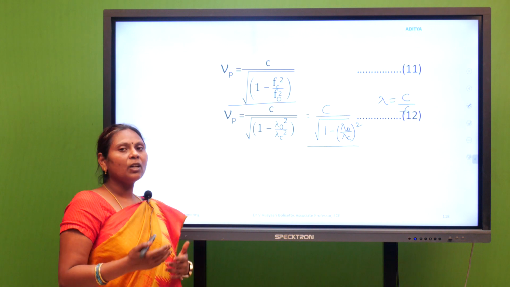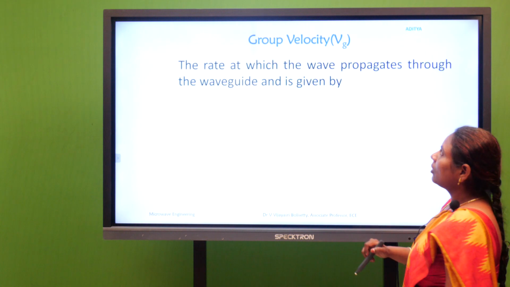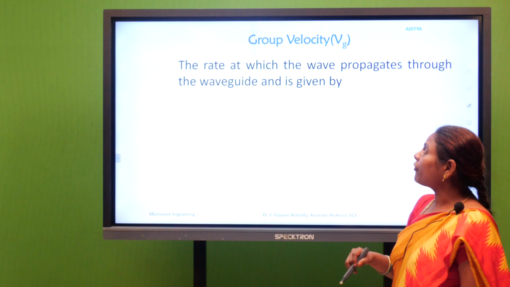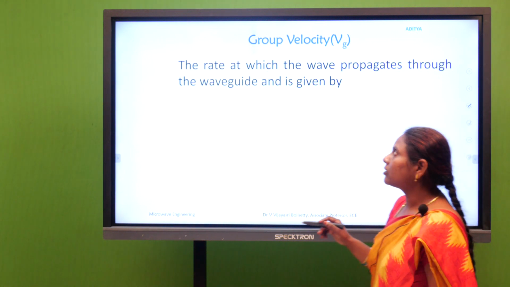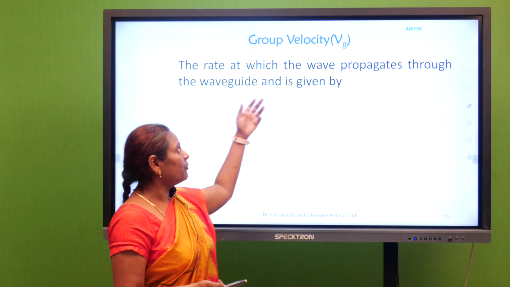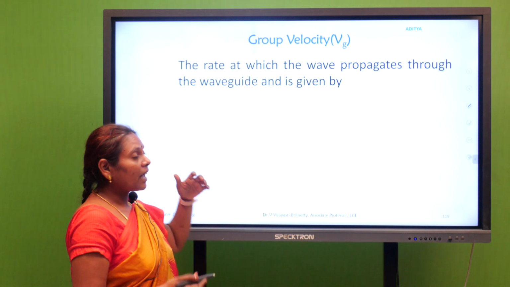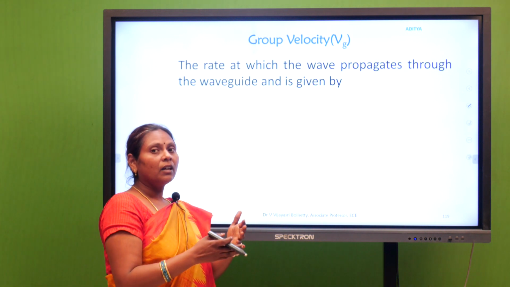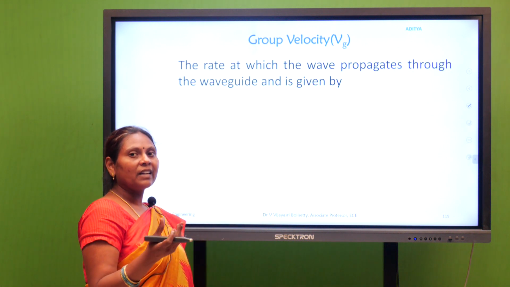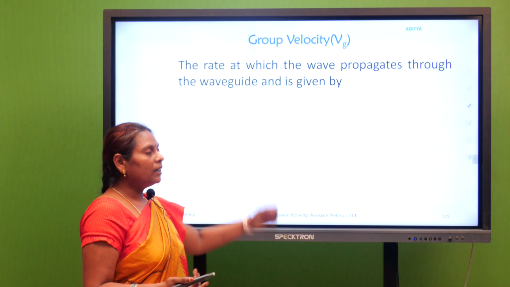Then we go for another characteristic, that is group velocity. Okay, so how do we define this group velocity? The group velocity is defined as the rate at which the wave propagates through the waveguide, and it is represented by Vg, V suffix g, and this group velocity can be defined as d omega by d beta, where phase velocity we have represented as omega by beta, and the group velocity is d omega by d beta.